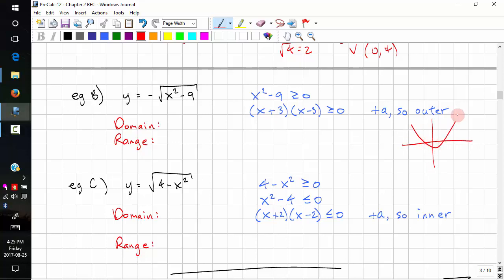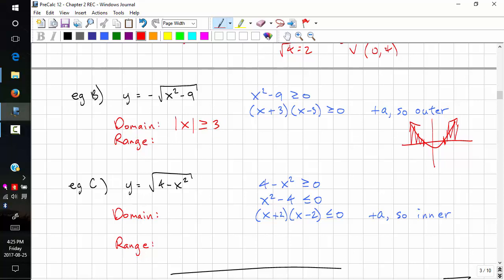That looks like this. So minus 3, plus 3. And this is all negative. So this is our interval, and this is our interval. And we can use a shortcut. We can just say the absolute value of x is greater than or equal to 3.